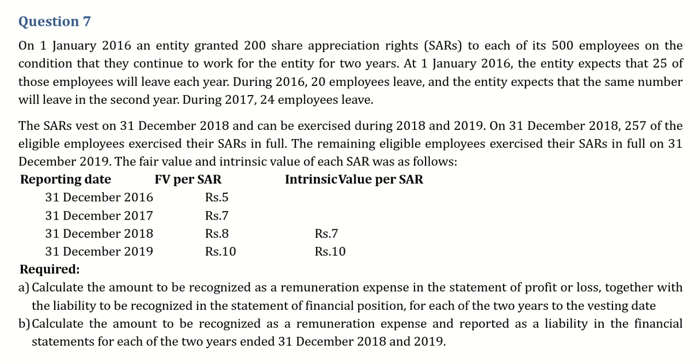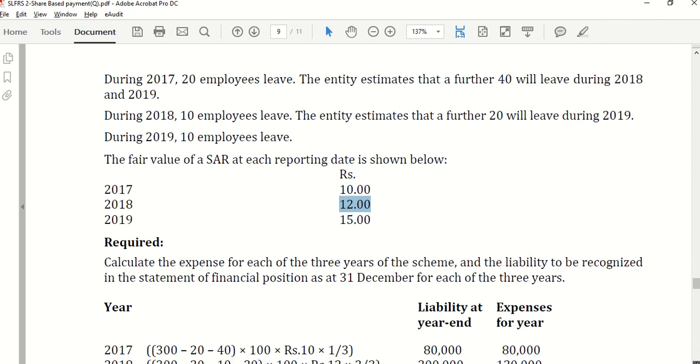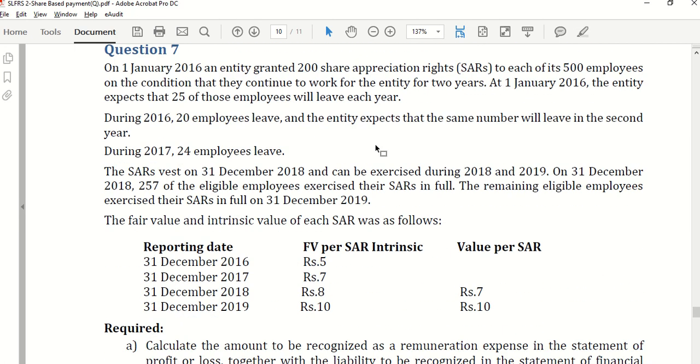December 2018-19. Right, are you clear on the question? Look at the important points that we should learn. If you go to your tutorial you can see, okay, on 1st January 2016 the entity grants 200 share appreciation rights, so that number we need, and how many employees are there? 500 employees. At 1st January 2017, the entity expects 25 of the employees will leave. During 2016, 20 employees leave and the entity expects the same number to leave in the second year also. Right? So based on that, shall we calculate the liability for the first year?